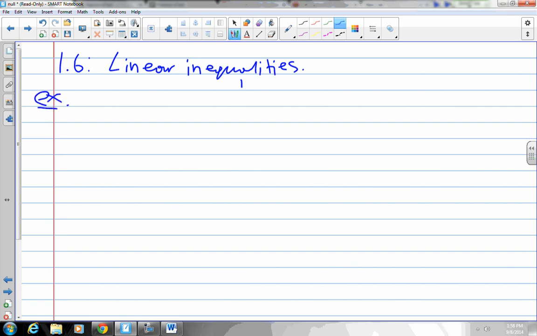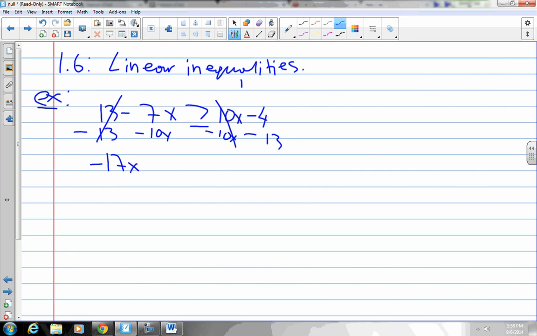All right. 13 minus 7x is greater than or equal to 10x minus 4. So how do we go about solving this? Just like a linear equation, group variables on one side and constants on the other side. So subtract 13 from both sides, and subtract 10x from both sides. So negative 17x is greater than or equal to negative 17. Is that okay?